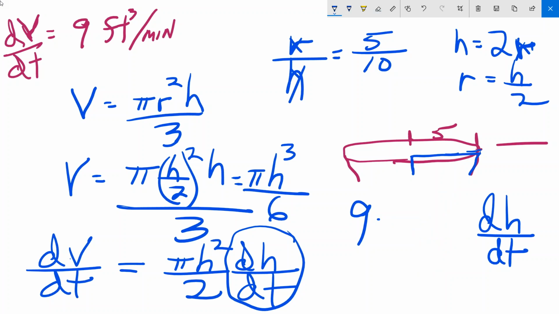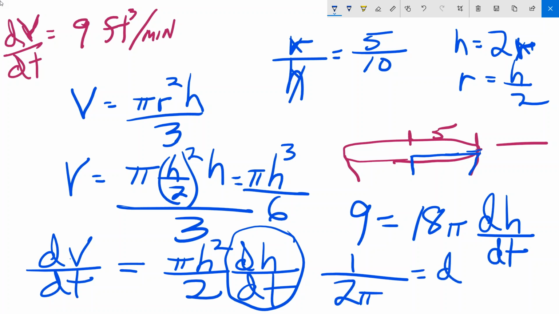So we have pi over 2 equals dh/dt. Not pi over 2. Be careful. Wait, 1 over 2 pi. There you go. It's quite frequently that pi ends up in the denominator. Yeah, that is the answer.